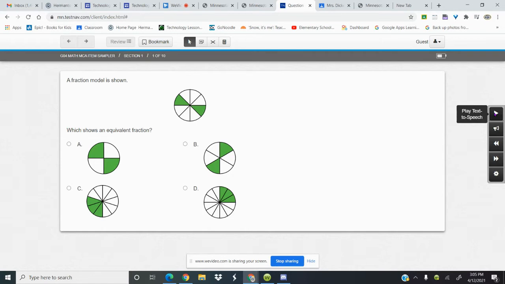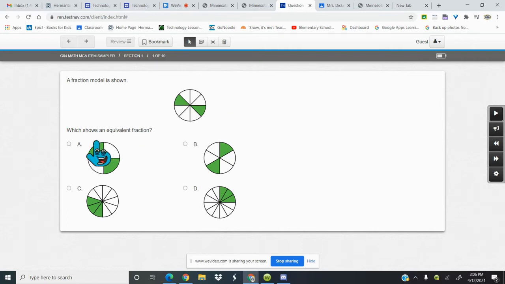So they want you to show what an equivalent fraction is to this fraction here. This is going to be 1, 2, 3, 4, 5, 6, 7, 8. So 2/8 of this circle is filled in. So 2 green out of 8 sections. So 2/8.